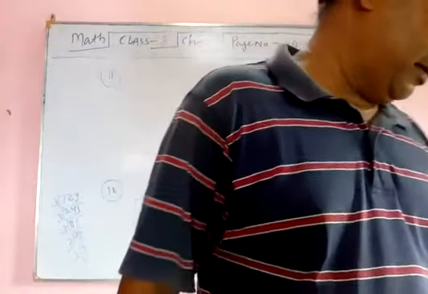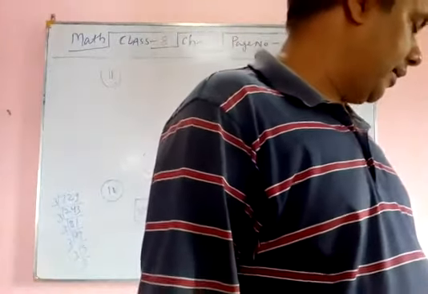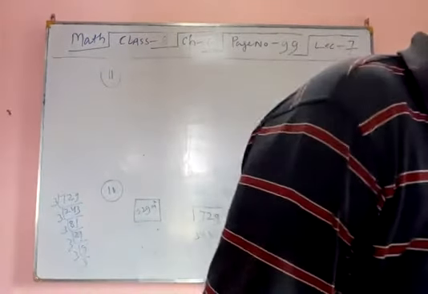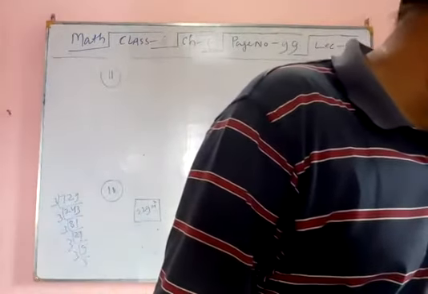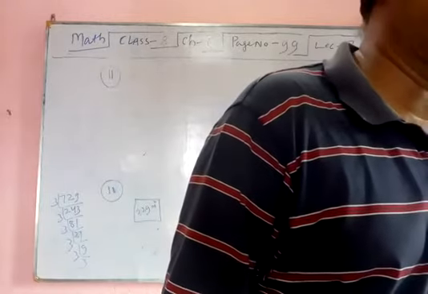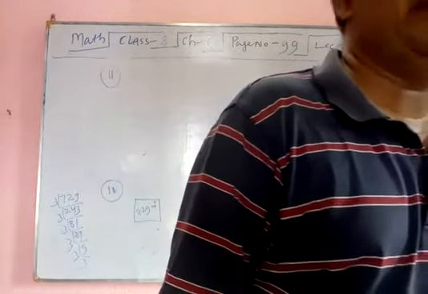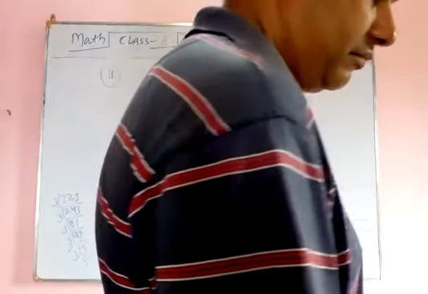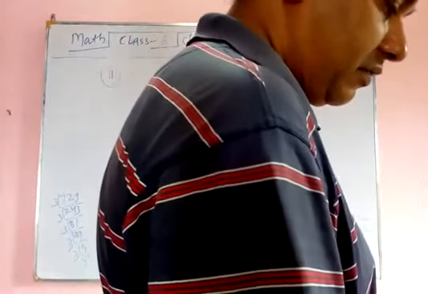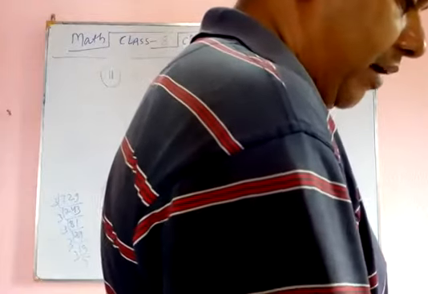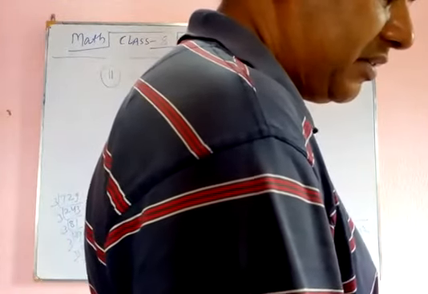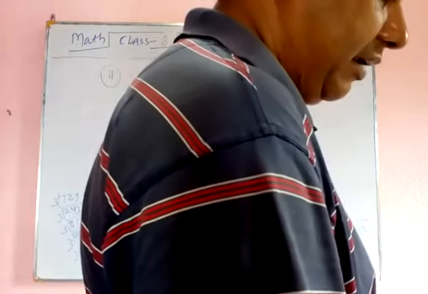Example number 11. This is page number 99, Arya Book Depot, class 8. Find the smallest square number that is divisible by each of the numbers 6, 8 and 10. The smallest square number that is divisible by each of the numbers 6, 8 and 10.